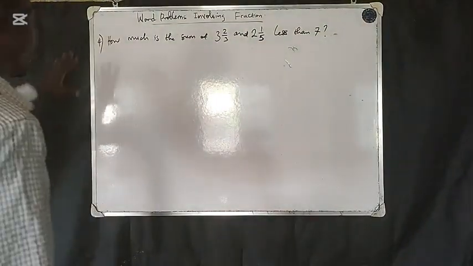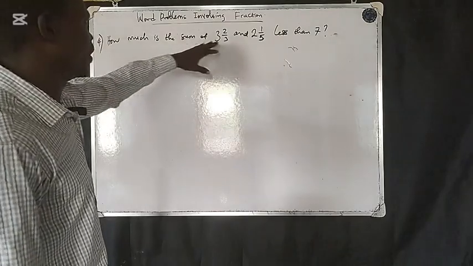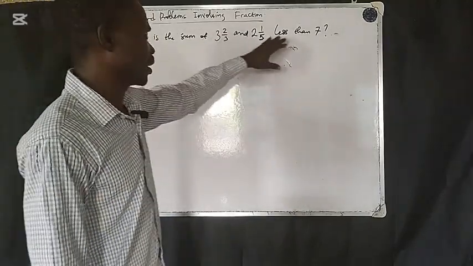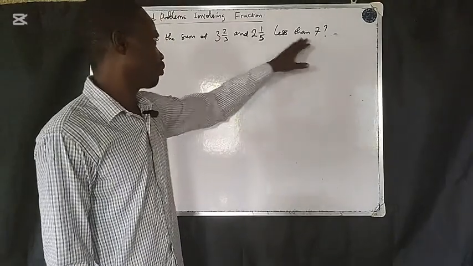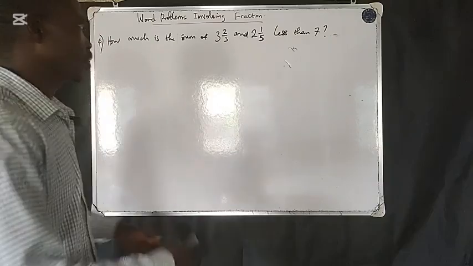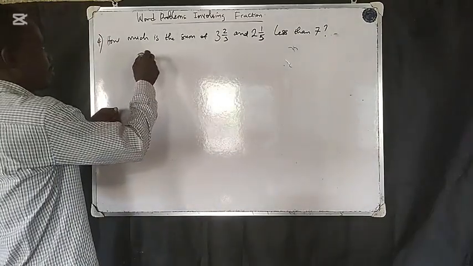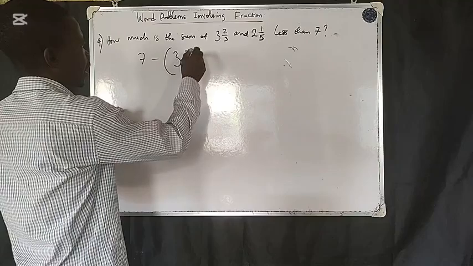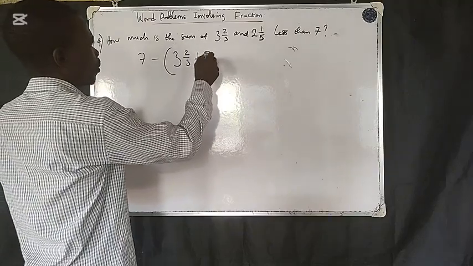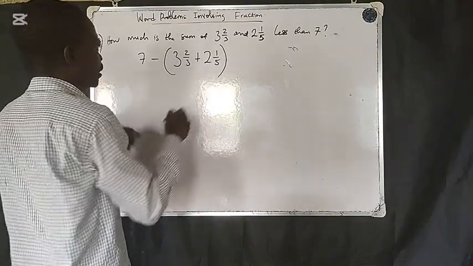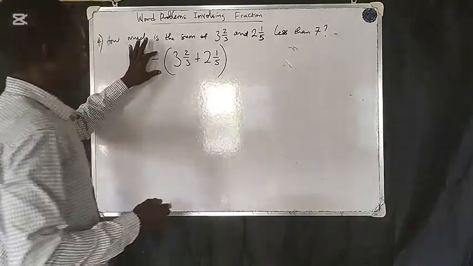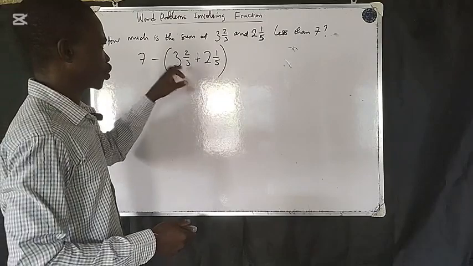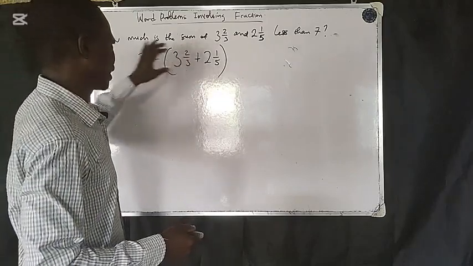Now we are looking at number 4. How much is the sum of this and this less than 7? If the sum of this and this is less than 7, that means 7 will come first before the sum of this number and this number. So we will interpret as 7 minus the sum of this, 3 whole number 2 over 3 plus 2 whole number 1 over 5. This bracket is necessary because we are not only removing the first one, we are also removing the second one. So it is the sum of the two that are less than 7.